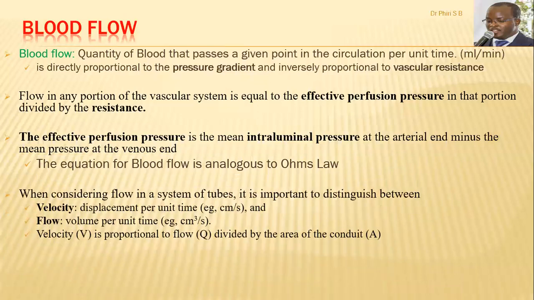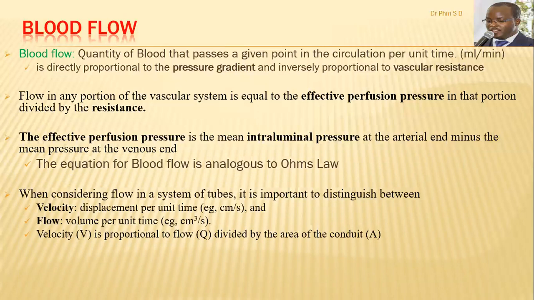When considering flow in a system of tubes, it is important to distinguish between velocity and flow. There's a difference between velocity and flow. Velocity is the displacement per unit time, and flow is simply the volume per unit time. So these are two different things. Velocity is measured in centimeter per second because we're talking of displacement per unit time, while flow is measured in centimeter cubed per second. The velocity is proportional to the flow divided by the cross-sectional area of the conduit in which the fluid is moving.